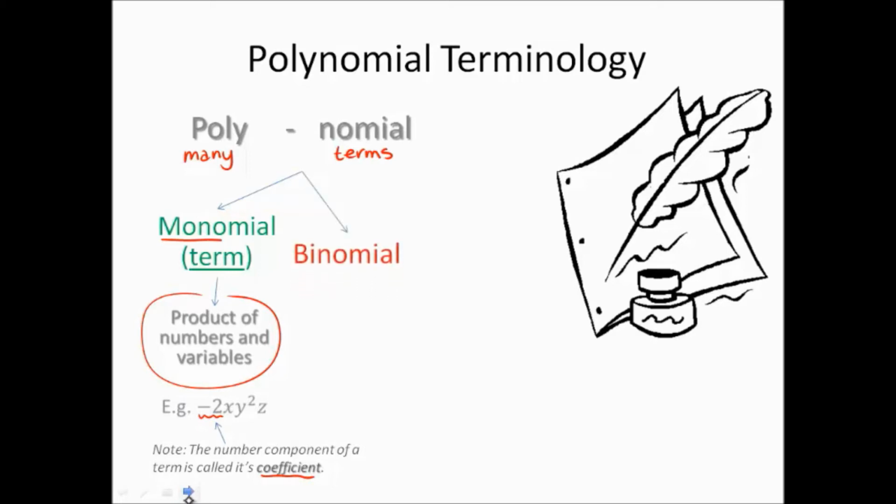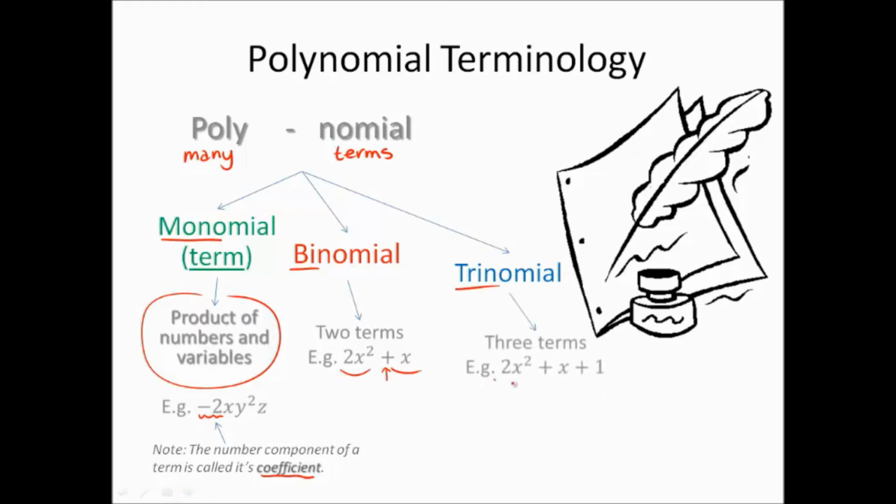You could also have something called a binomial. Bi referring to two terms. Terms are separated with pluses and minuses. That's one nice way to see the terms. You could also have a trinomial, which implies there are three terms, and so on.